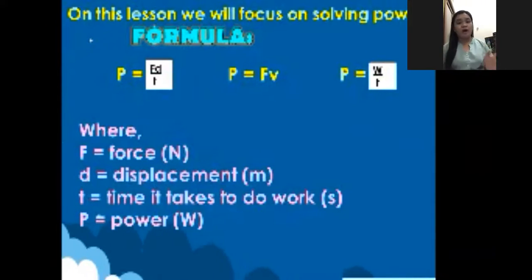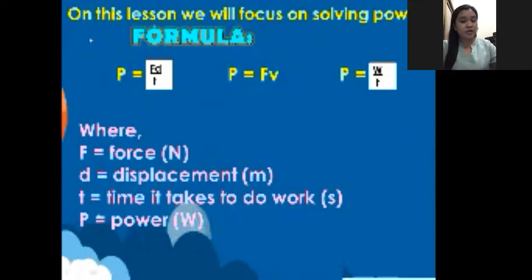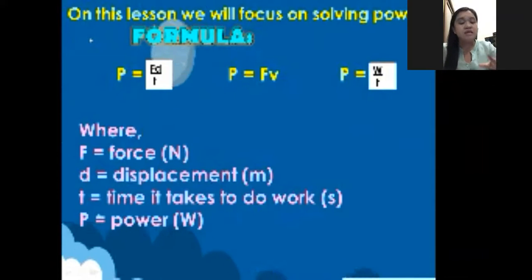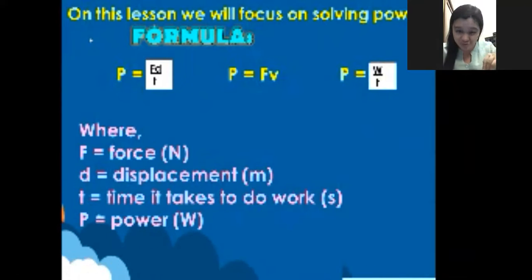P is equal to FV, and P is equal to W over T. Where F is equal to force, that is the N. D is equal to displacement, that is the m. T is equal to time it takes to do work, or that is the s. And P is equal to power, or W.